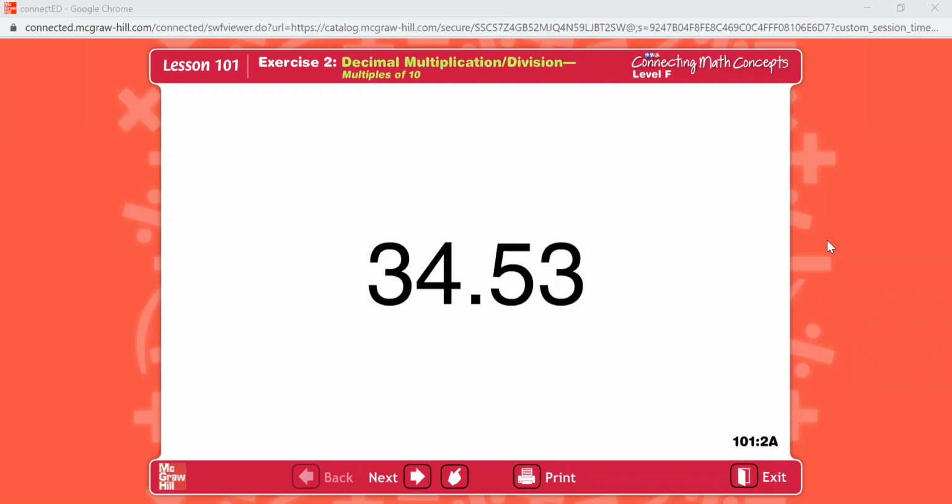If you multiply by 10, you move the decimal point to the right. If you divide by 10, you move the decimal to the left. If you multiply by 10, you move the decimal point one place. Again, if you multiply by 10, you move the decimal point one place. If you multiply by 100, you move the decimal point two places.